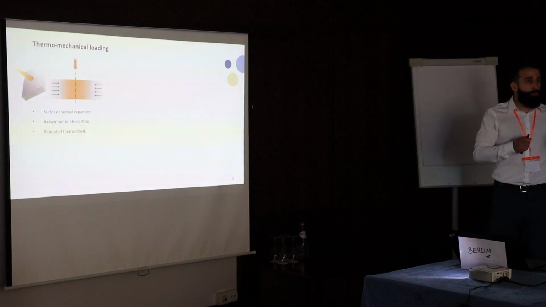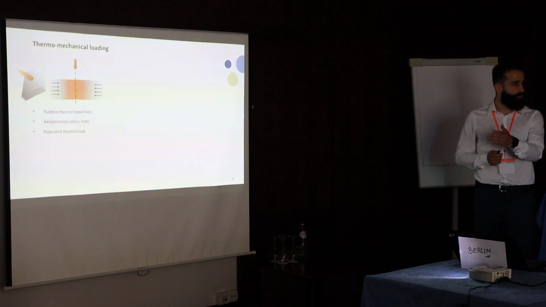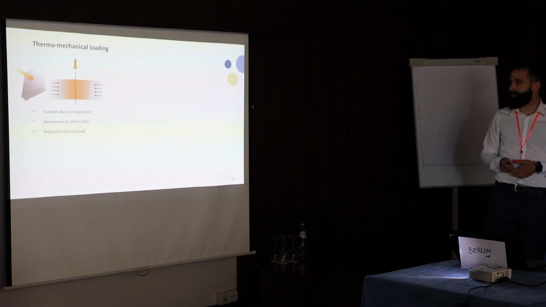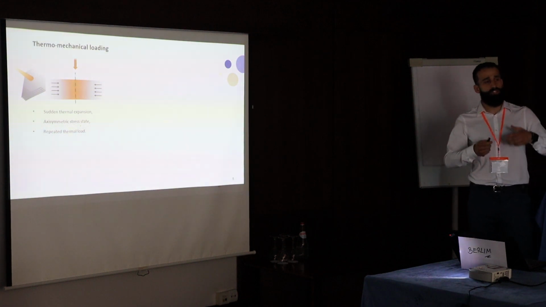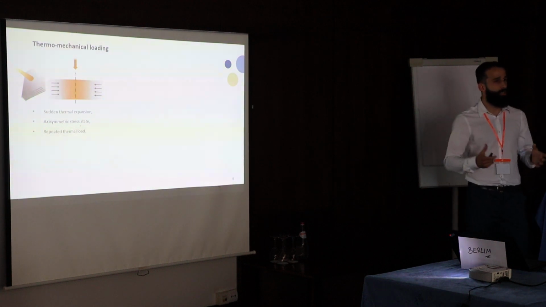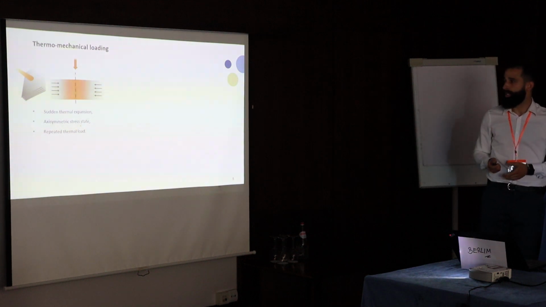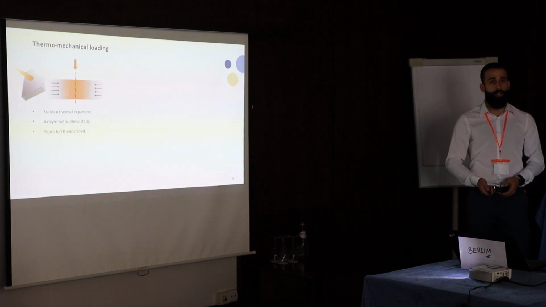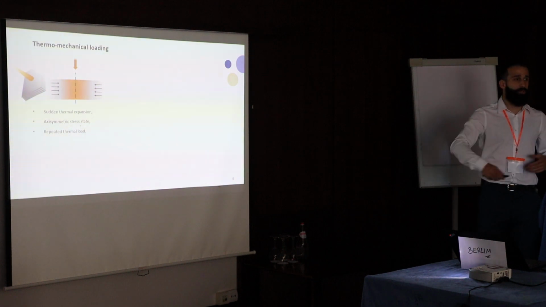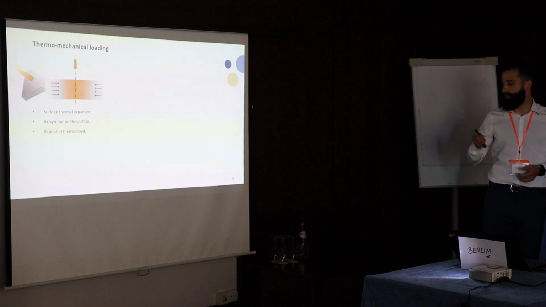So what happens when a proton beam impacts a material? It goes through the material. It's not a physical impact. So there is a sudden thermal expansion. The impacted volume wants to expand, but the surrounding is still cold and constrains the material. So what we expect is an axisymmetric stress state. And of course, this is repeated because the beam impacts are repeated along the time.